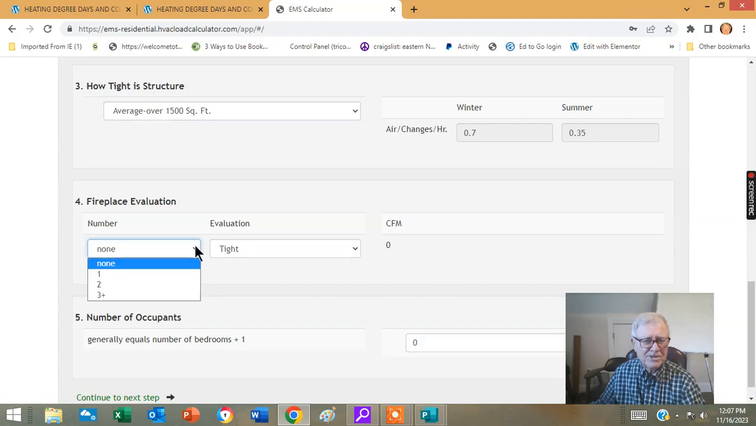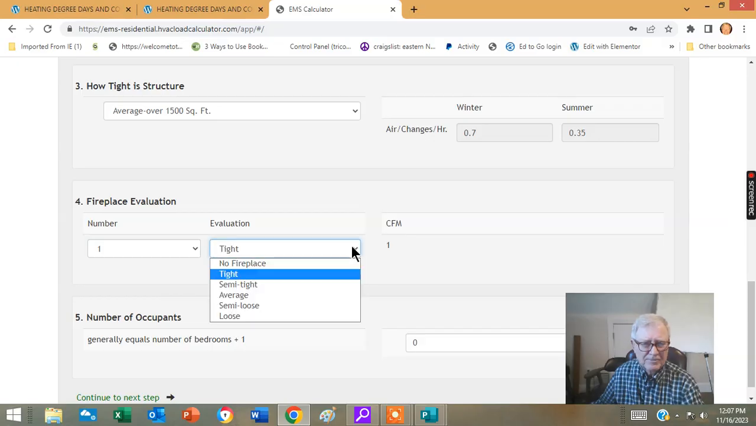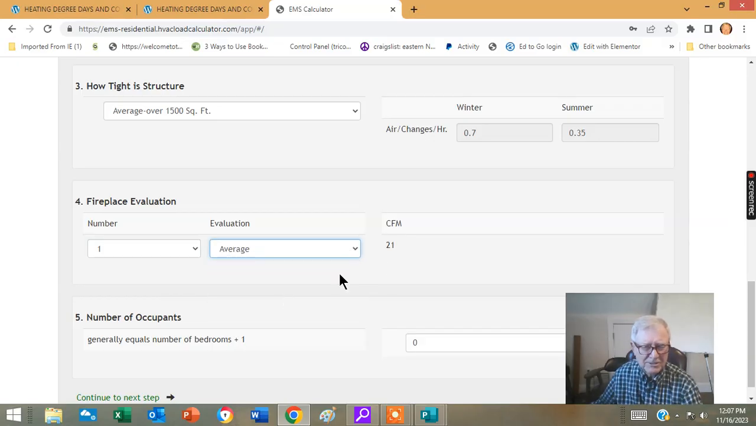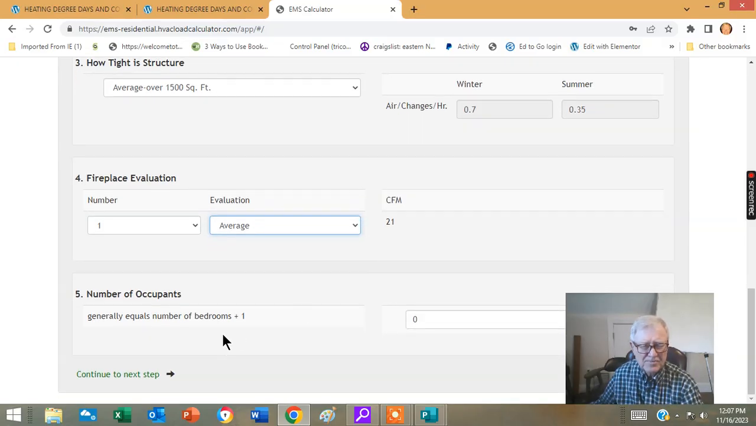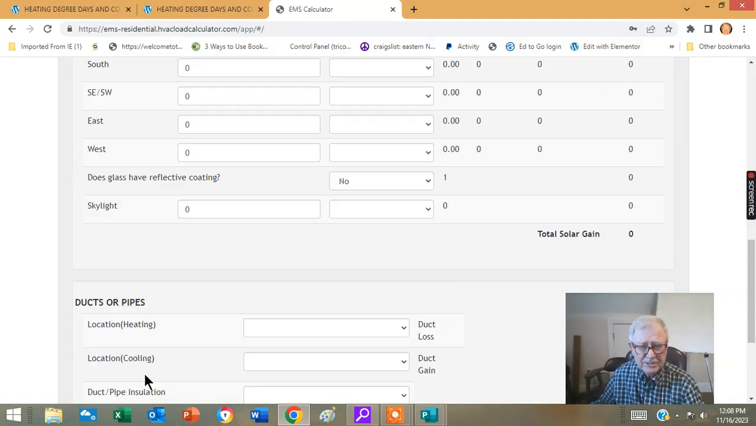Okay, fireplaces in this house. Let's say we have one fireplace in there, and it's an average fireplace as far as tightness goes. The number of occupants: it's going to be a 3-bedroom house, so we've got 3 people plus 1, so we're going to say 4 people. That's a rule of thumb, number of bedrooms plus 1. We go to the next step.